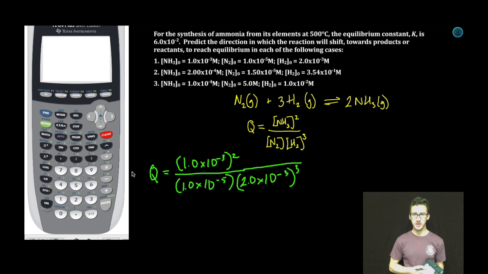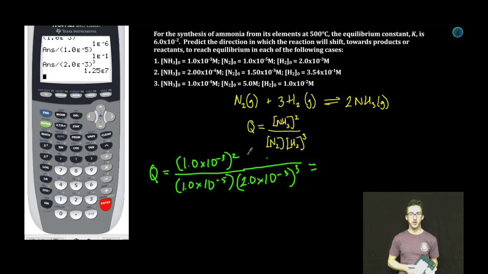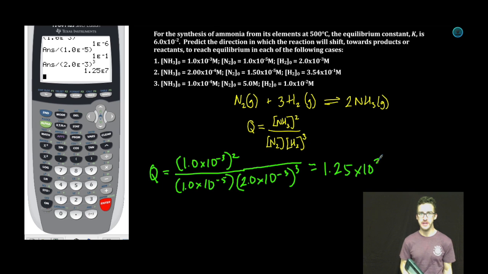Calculator time. Parentheses 1.0 second E, negative 3, close parentheses, squared, enter. Divided by parentheses 1.0 second E, negative 5, close parentheses, enter. Divided by new parentheses 2.0 second E, negative 3, close parentheses, cubed, enter. So my Q value under these conditions is 1.25 times 10 to the 7. So a very large number.